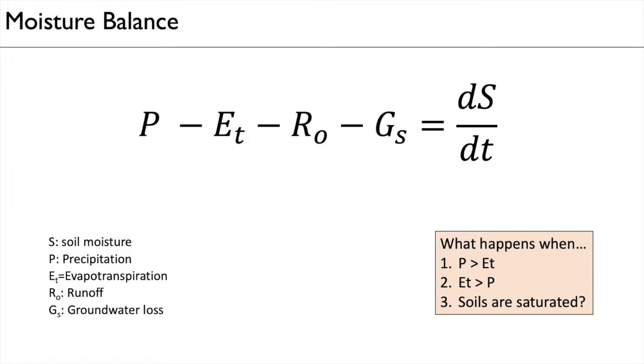And likewise, number 3 on the right here is, well, what if soils are saturated? Well, if soils are saturated and it starts raining, then you'd expect no change in soil moisture because it's already at capacity, and all of the excess should go into runoff or to groundwater loss. So that's sort of the basics of what we'd expect. And then in the other extreme, I should have included here, what happens if the soils are completely dry and evapotranspiration exceeds precipitation? Well, in that case, you probably don't expect any change because the soils are already completely dried out.